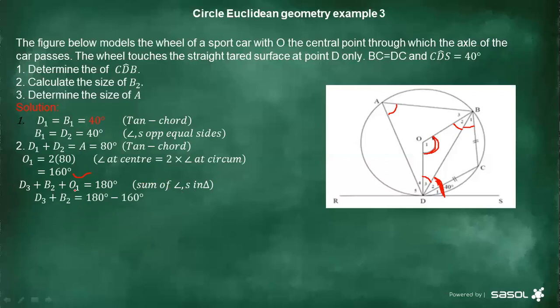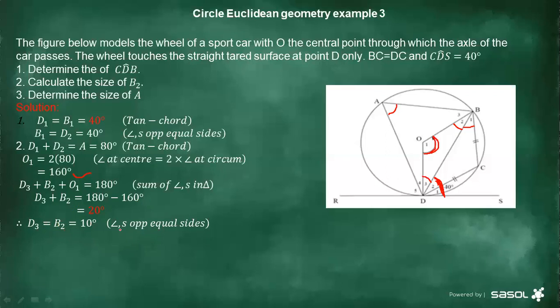Therefore, because now we have also calculated angle O1, which was 160, hence we have transposed this 160 to this side. So we don't know angle D3, also angle B2. Then the answer that we're getting after subtracting this is 20 degrees. Now, because angle D3 equals angle B2, each angle equals 10.